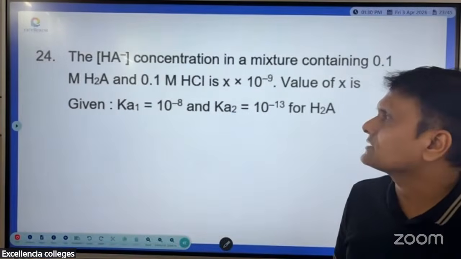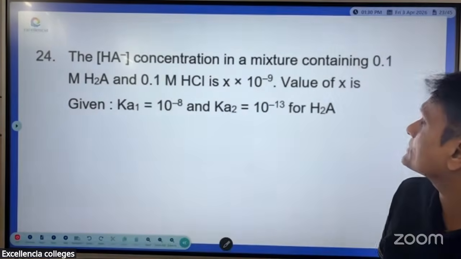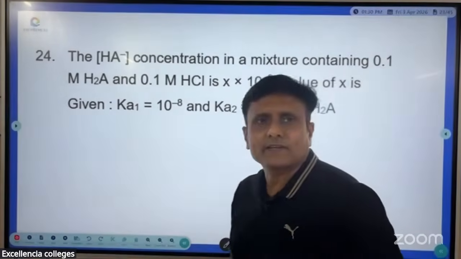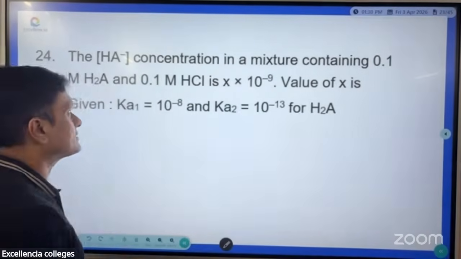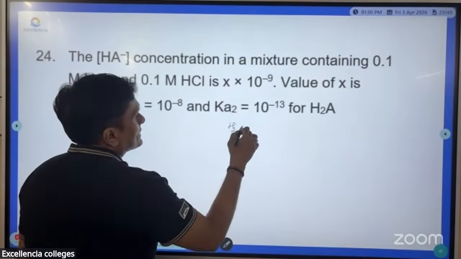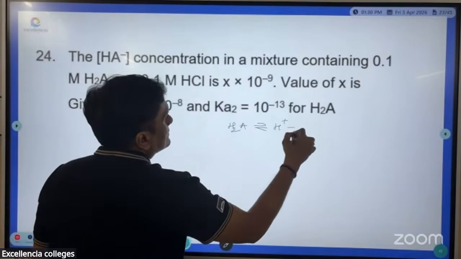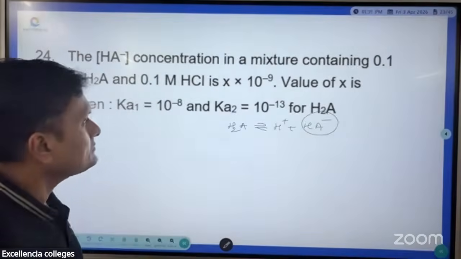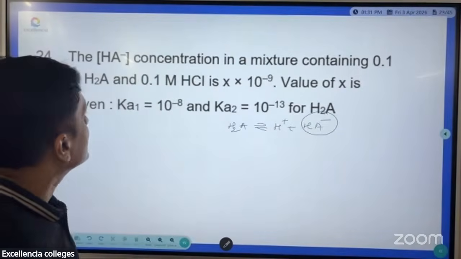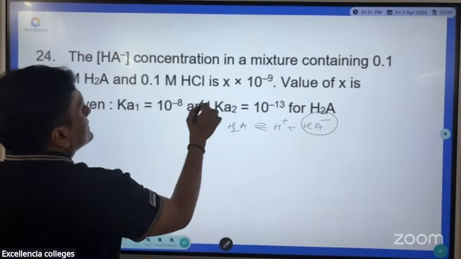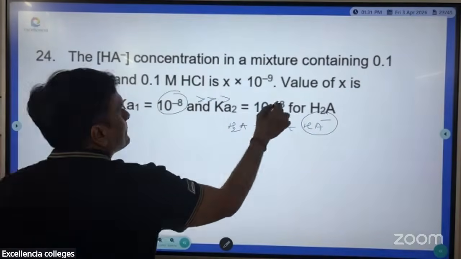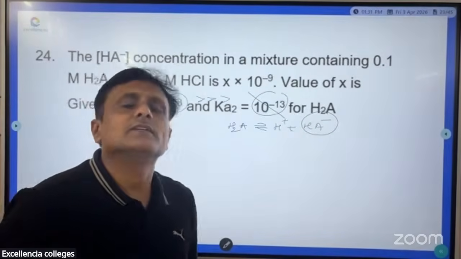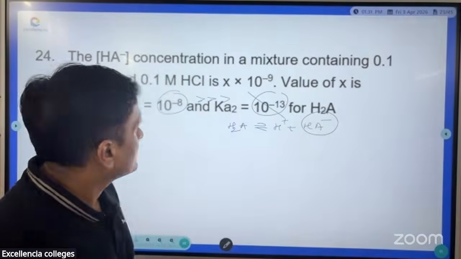Okay. Now we see the next question: HA minus concentration in a mixture containing 0.1 molar of this, etc. You have to find the value, and you've been given Ka1 and Ka2. Now look at this. H2A is dissociating into H plus plus HA minus. We have to find the concentration of HA minus here. I'm considering only the first dissociation, because Ka1 is far greater than Ka2. So I will ignore the dissociation of the second, the conjugate base of H2A.